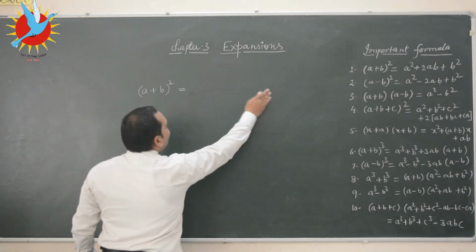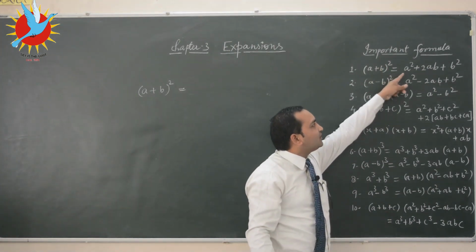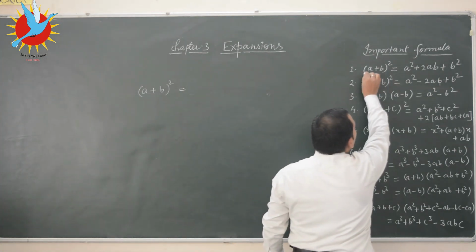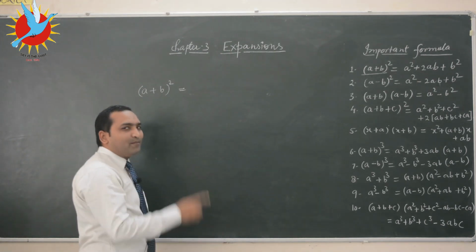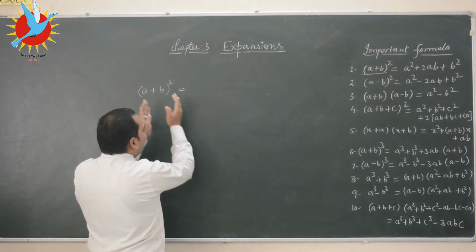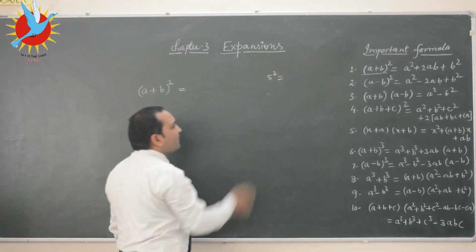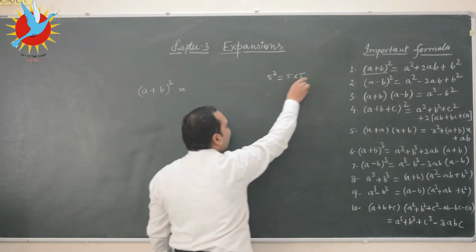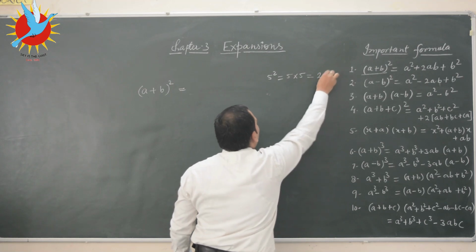It means the formula already written here: (a + b) whole square is equal to a square plus 2ab plus b square. So how can we say that the value of (a + b) whole square is equal to a square plus 2ab plus b square? It means multiplying itself 2 times. For example, 5 square. What is the value of 5 square? It means 5 into 5, 2 times multiplied, which is equal to 25.